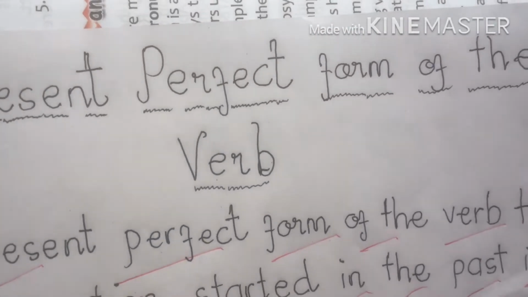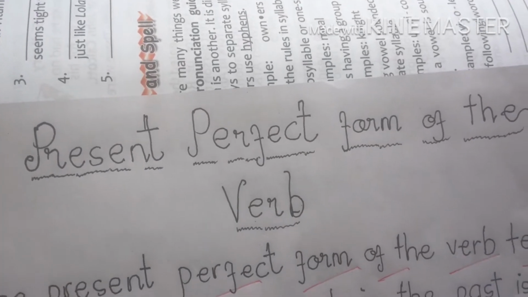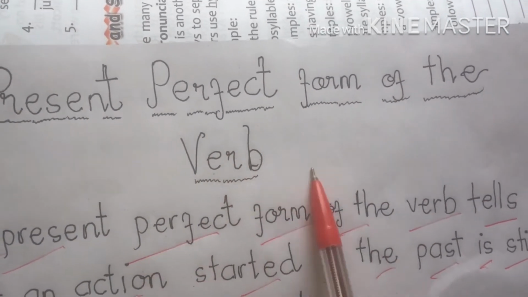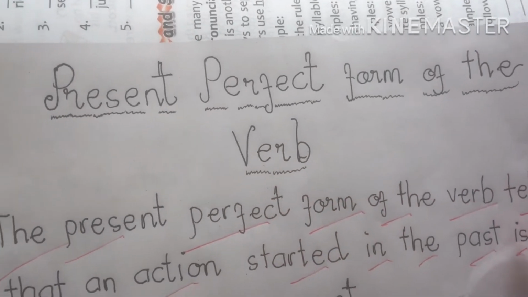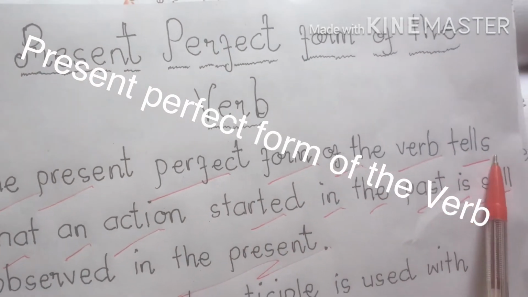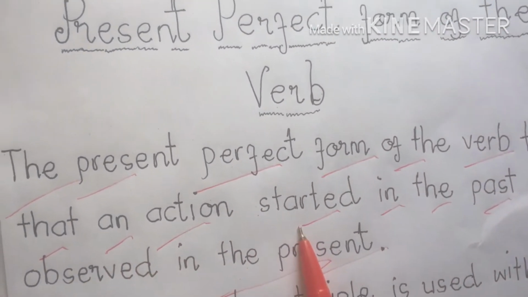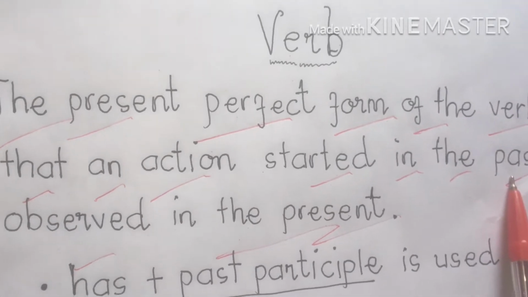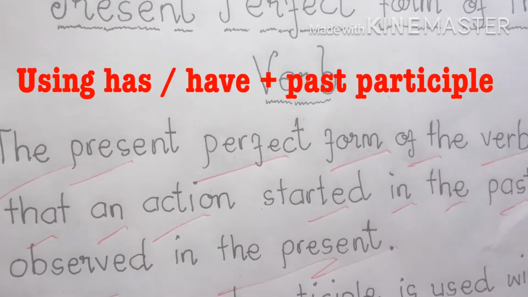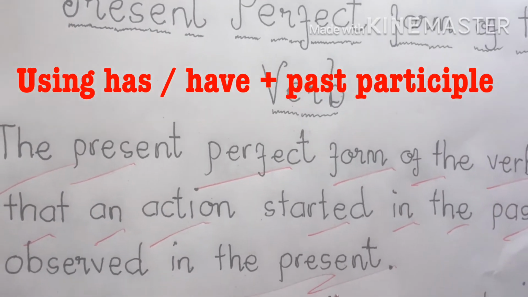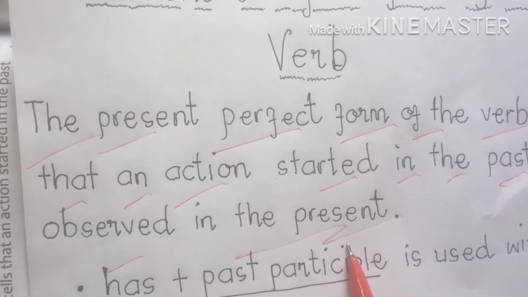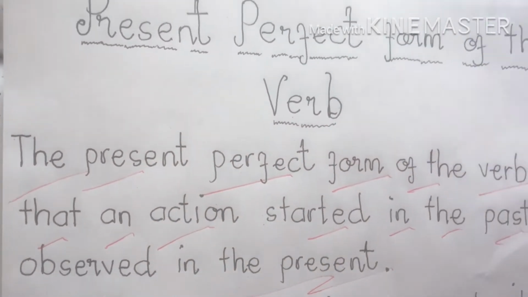Hello viewers, welcome to Ramz tutorial. Today, guys, we're going to discuss the present perfect form of the verb. What is the present perfect form of the verb? The present perfect form of the verb tells that an action started in the past. That means to say, class, the action is already done or is still observed in the present. We have two ways on how to form the present perfect form of the verb.